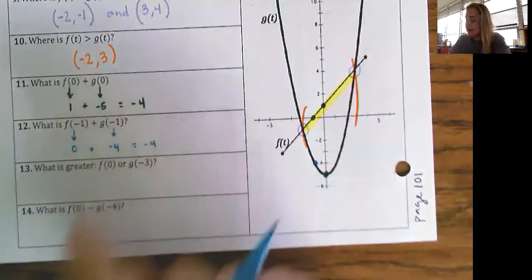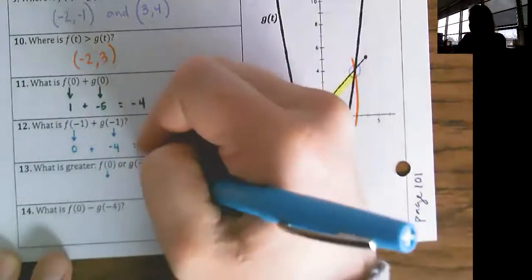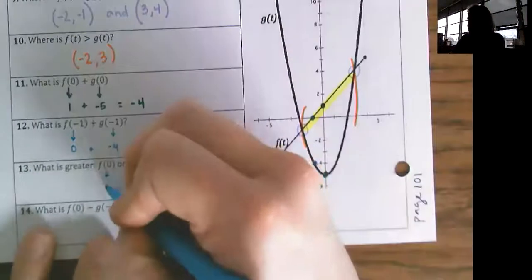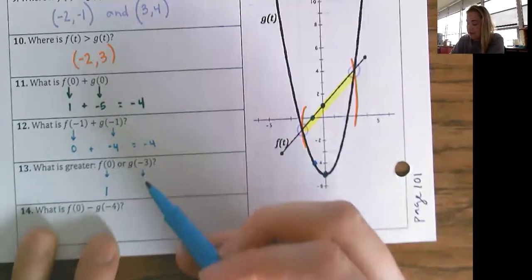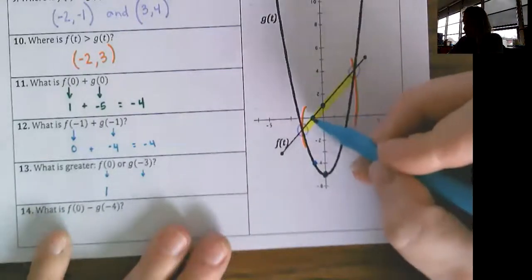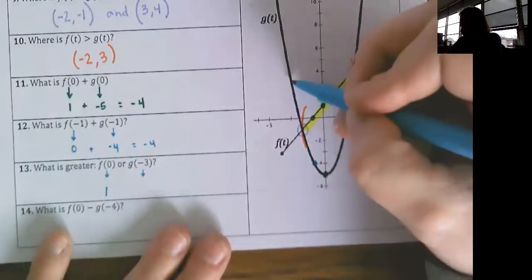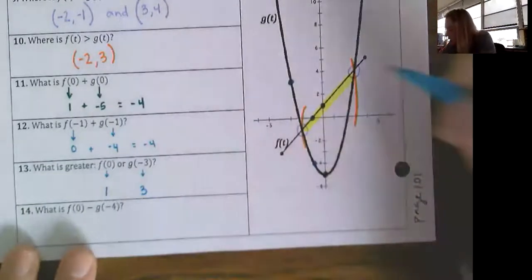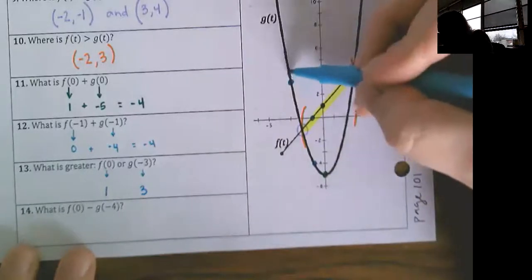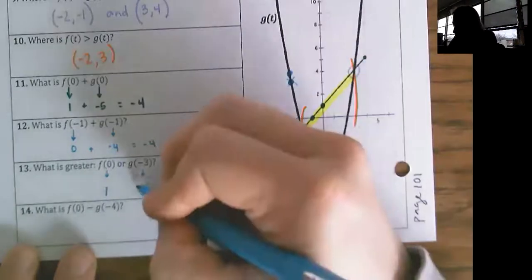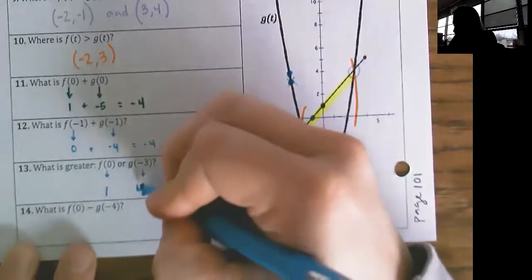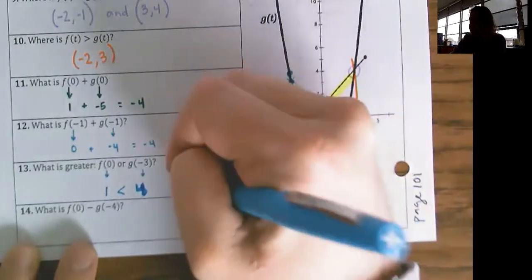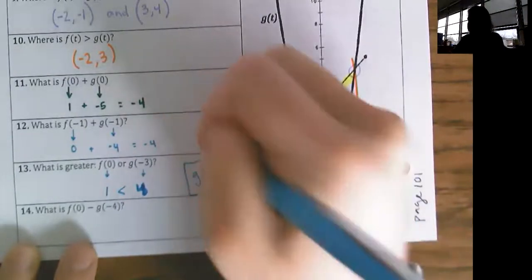Okay, what is greater, f of 0 or g of -3? Well, I already found that f of 0 is at +1. G of -3 is 1, 2, 3. It is all the way up here, which is approximately at 3, I think. Oh no, I think I'm actually wrong. I think it's up here at 4. Just cover that up. Which one's bigger? Well, the second one's bigger. So I would say g of -3.